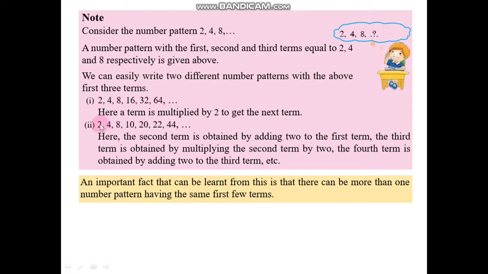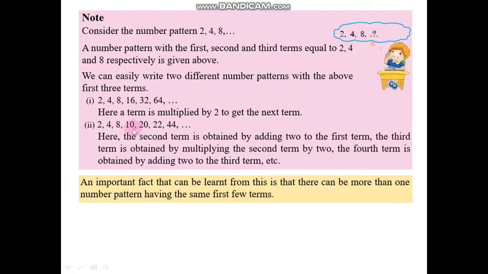Let's see whether it is true. Second term is obtained by adding 2 to the first term. 2 plus 2, 4. Okay. Third term is obtained by multiplying the second term by 2. We have multiplied this by 2. Yeah, 8. That's correct. Fourth term is obtained by adding 2 to the third term. When 2 is added to 8, we get 10.